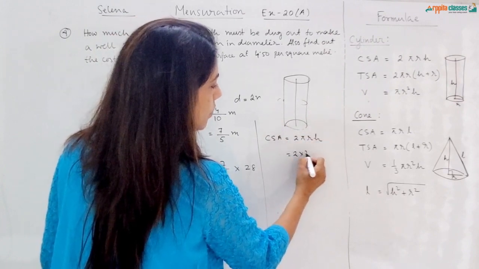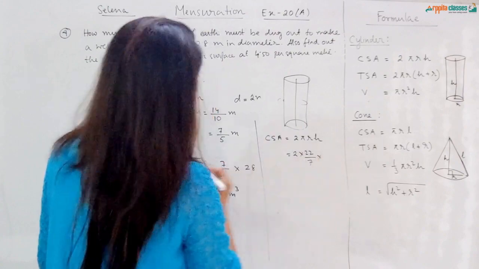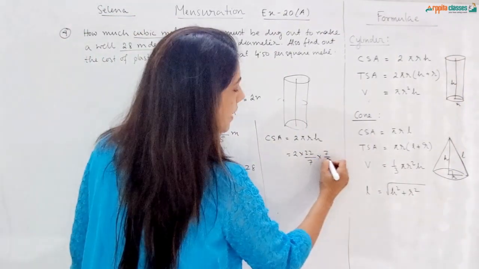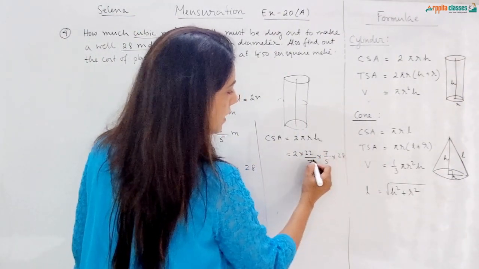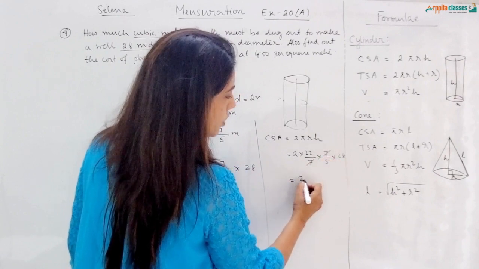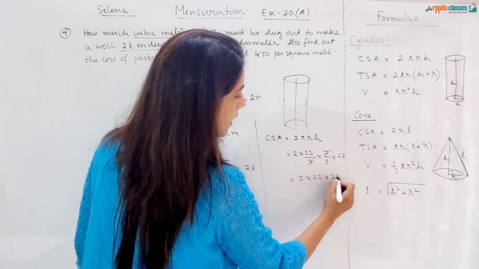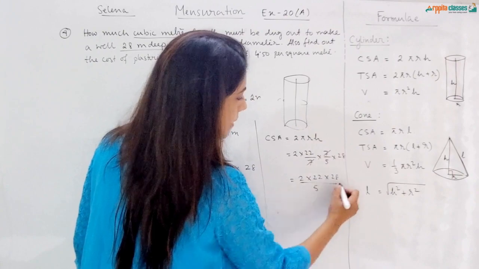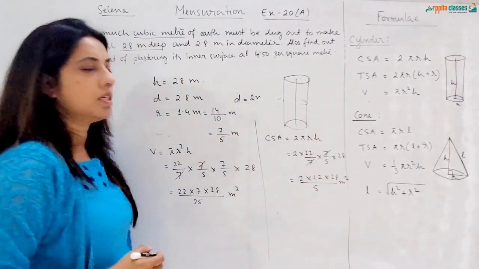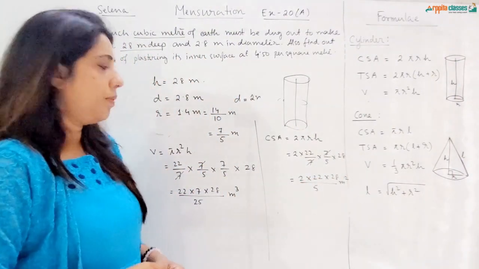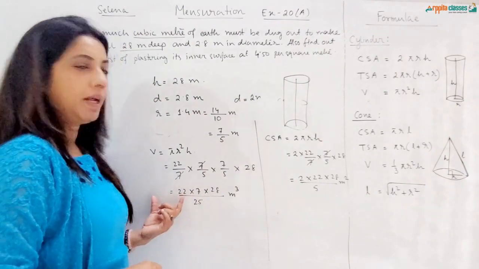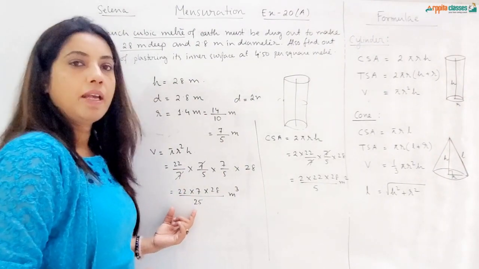So 2 into 22 by 7. R we have 7 upon 5 and h we have 28. So 7 gets cancelled. 2 into 22 into 28 upon 5 meter square. So when we calculate this, we get the answer for this. I hope you can do the calculation. First you need to multiply the numerator and then divide it by 25.